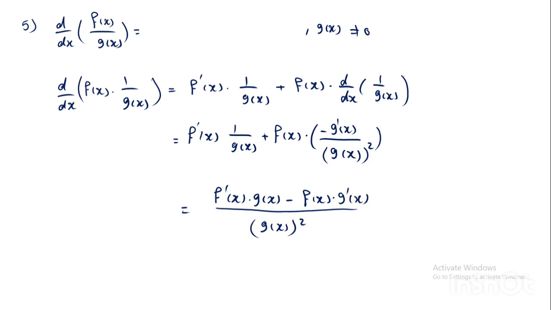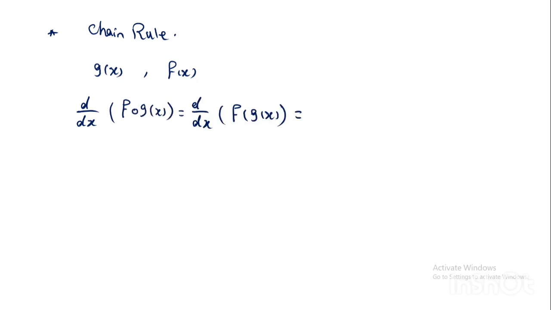Now we would proceed to some results that we would recite without proofs. The most important of all in the business of derivatives, I would say, is the chain rule. So we have a composition of functions. We have g of x and f of x, and we would like to calculate the derivative of the composition f circle g, f of g of x. So this is equal to f derivative of g of x times g derivative of x.